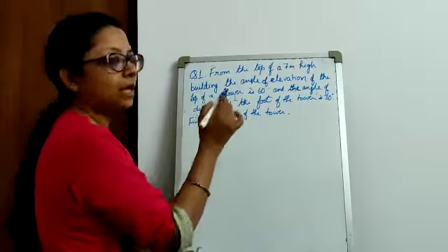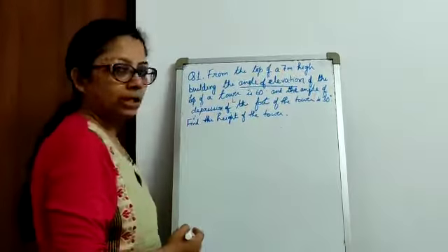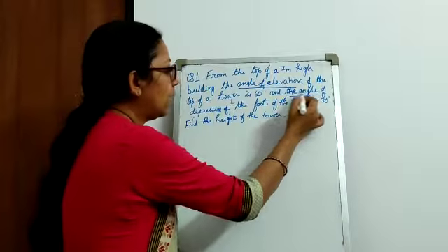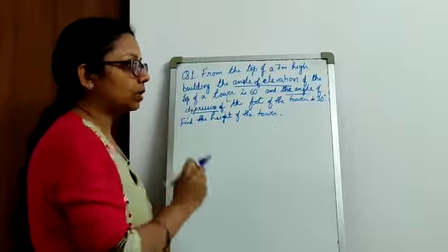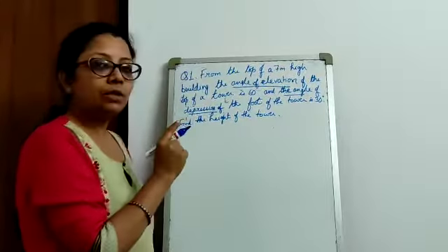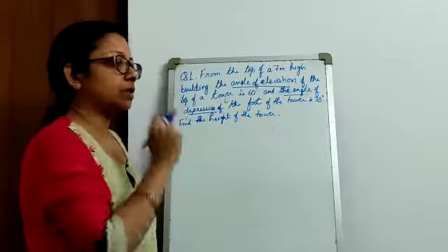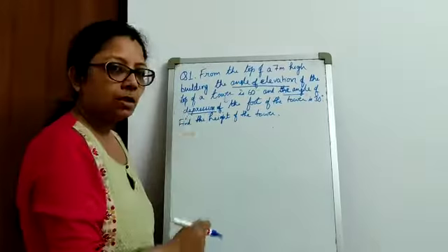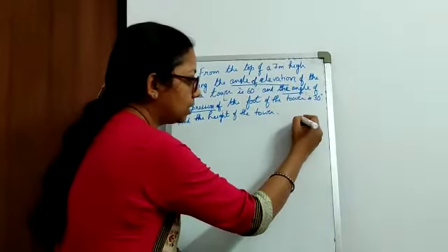So children, the thing to pay attention to here is that there are two terms, angle of elevation and the angle of depression. So we have to first understand what these two terms are. Angle of elevation, always remember, is when we look up. Angle of depression is when we look down. So what does it mean mathematically?